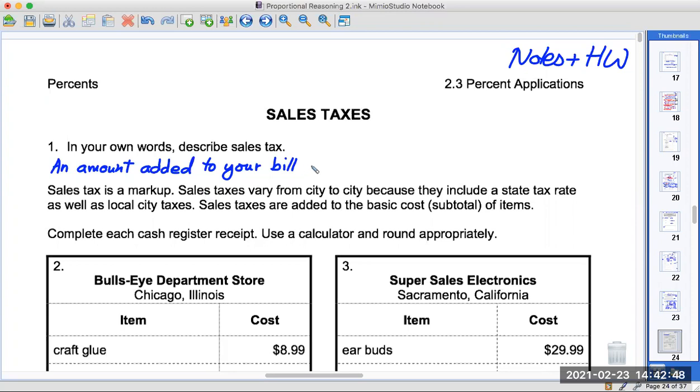An amount added to your bill, it's a certain percent. It depends on where you live. And the sales tax is collected by the merchant and then it's paid to the government. I'm going to say to give to the government.